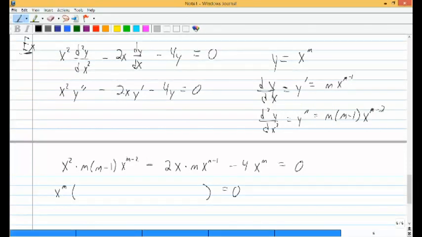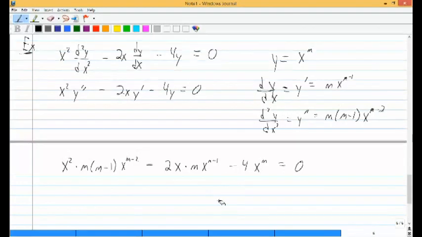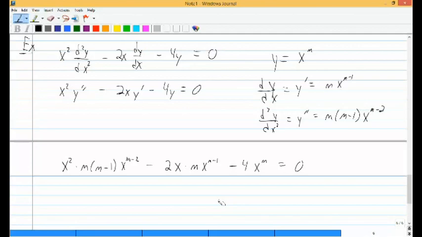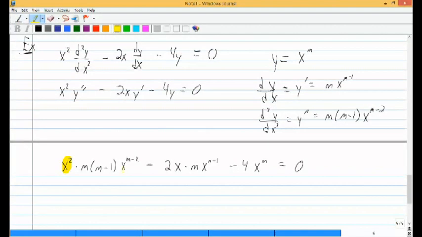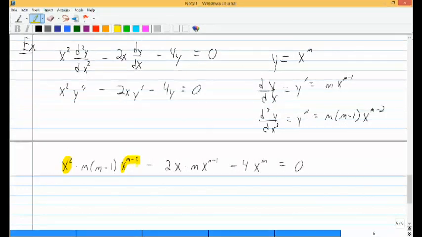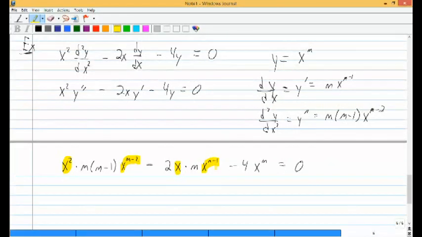Now, how about this? How about before we factor out an x to the m? So let me go back a little bit. We're still going to use that. But before we factor out an x to the m, let's see if we can multiply any bases with different powers. What am I talking about? Can we multiply x squared times x to the m minus 2? Can we multiply x times x to the m minus 1?